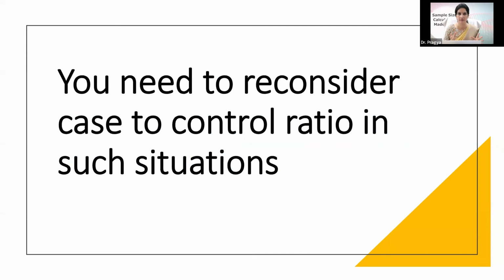Are you getting this? If you are bound so that you cannot increase the number of cases, either because you anticipate that in this many months you will not get more cases, or because with the record you have got only that number of cases, then you can increase the number of controls. Cases you cannot increase because that is not in your hand, but controls you can. How many controls you should take, we have to decide based on this formula, by calculating the ratio of cases to controls.